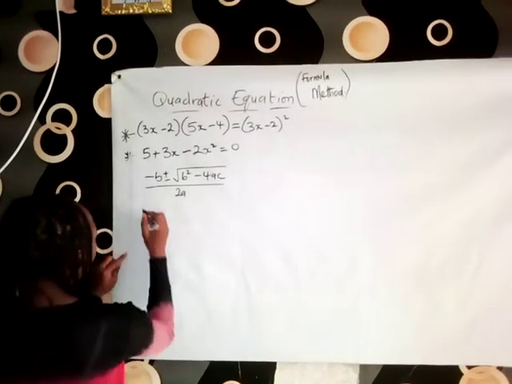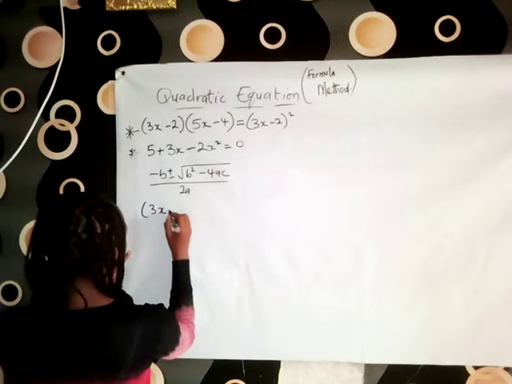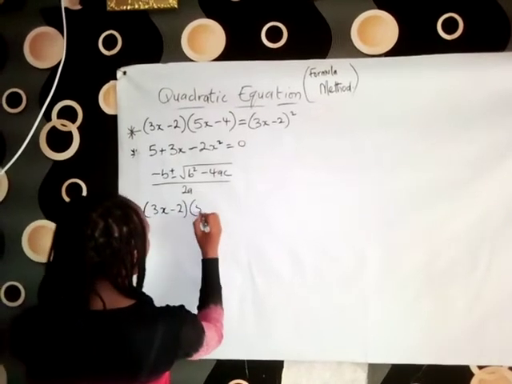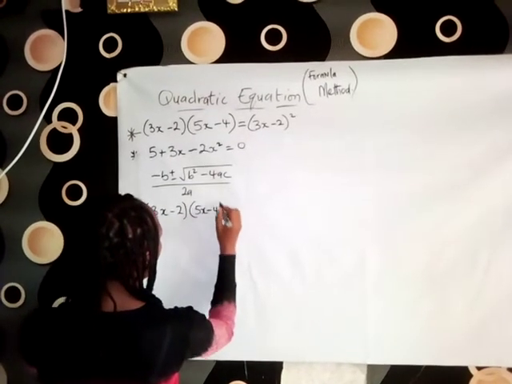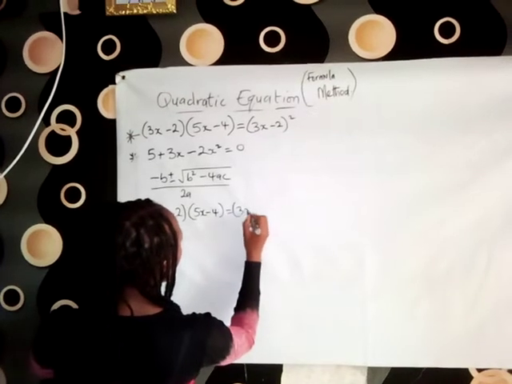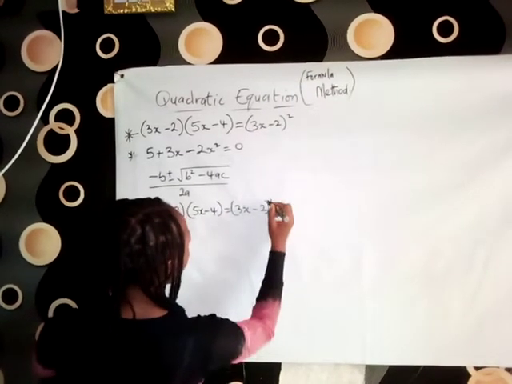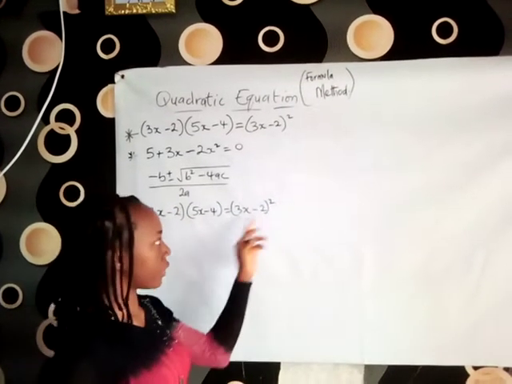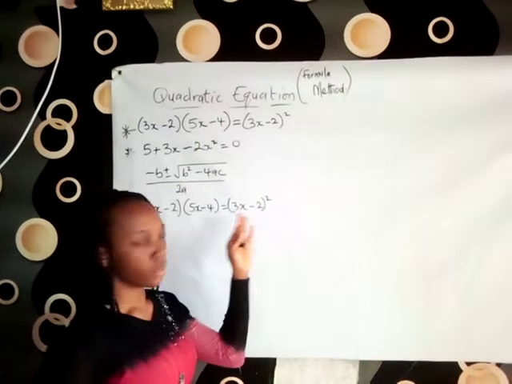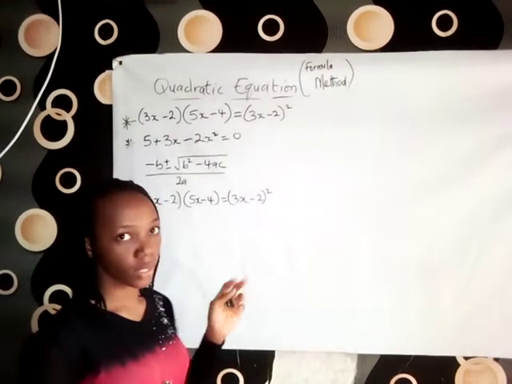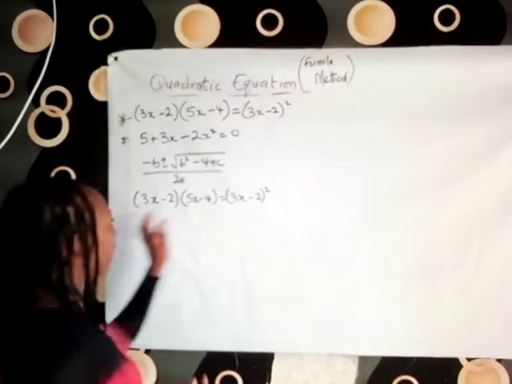So let's proceed. We have (3x - 2)(5x - 4) = (3x - 2) squared. This squared means you have to repeat the expression in brackets twice and open it as well. So let's open this one.